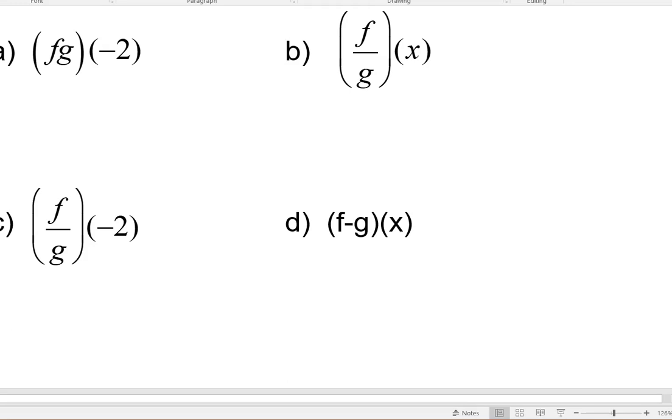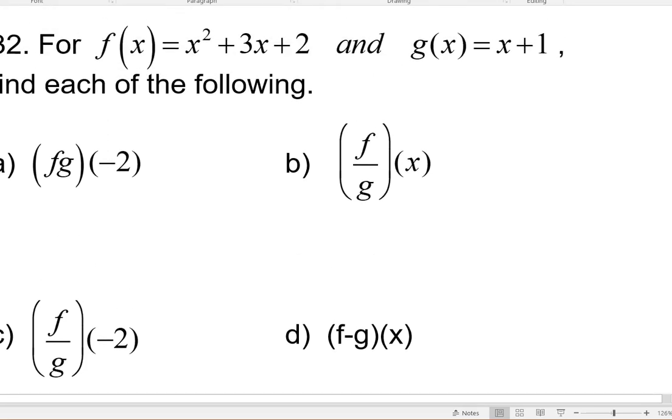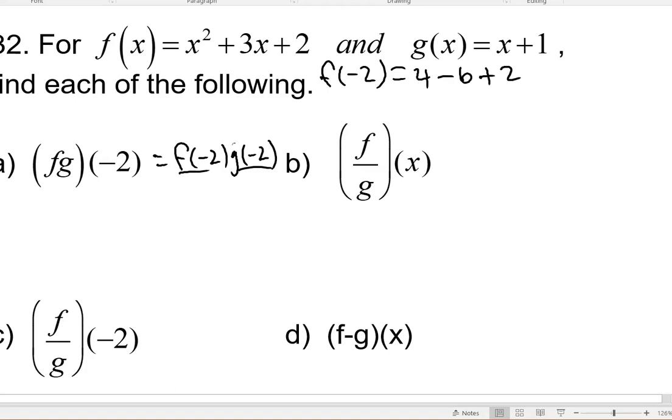30. I need to see the functions. Alright, so fg of negative 2 means f of negative 2 times g of negative 2. I don't need to find fg of x here. I can just put a negative 2 in for f, a negative 2 in for g, and then multiply them. So what is f of negative 2? Negative 2 squared would be 4. 3 times negative 2 would be minus 6 plus 2. I think this just becomes 0.